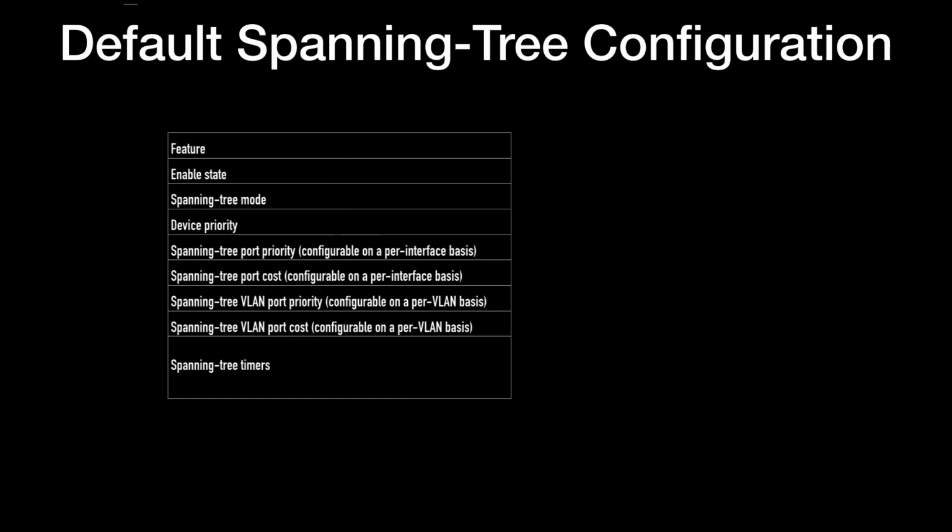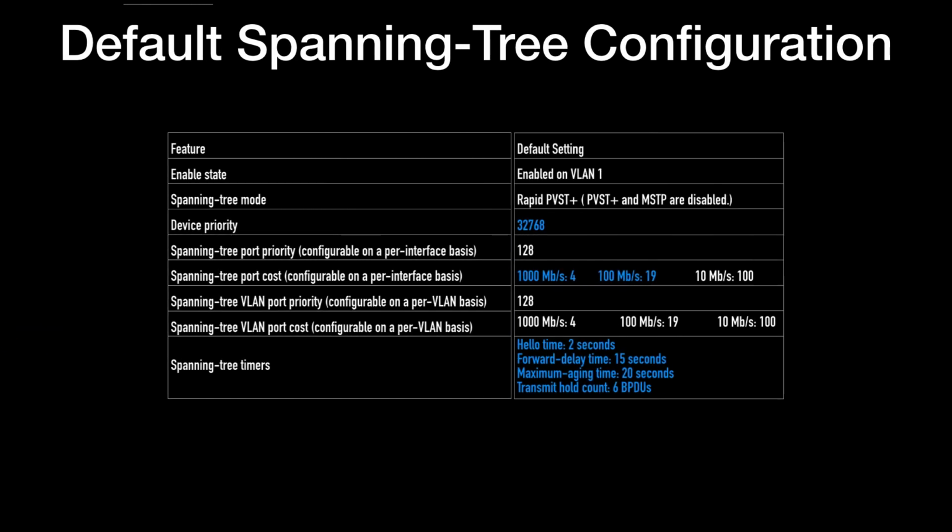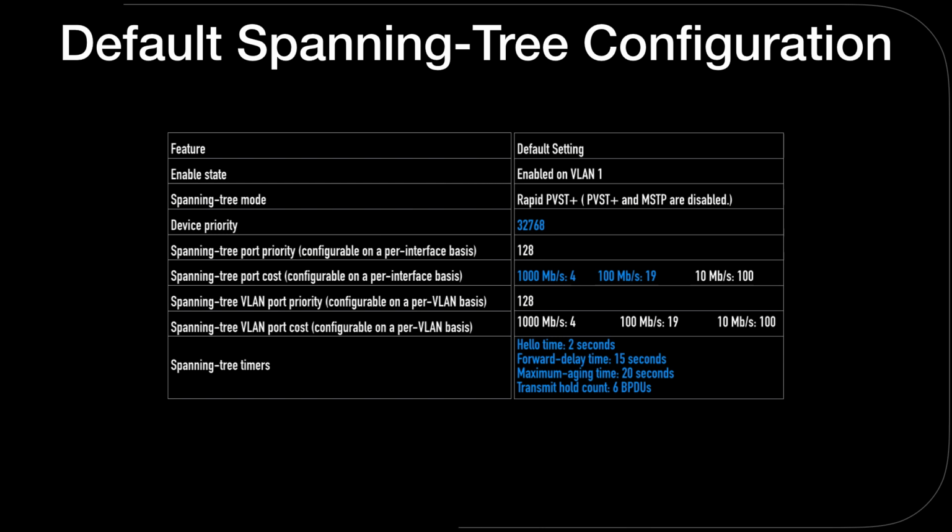Device priority is 32,768. Spanning Tree port priority is 128. Port cost for 1000 megabits per second is 4, and port cost for 100 megabits per second is 19. Spanning Tree timers: hello time equals 2 seconds, forward delay time equals 15 seconds, maximum aging time equals 20 seconds, transmit hold count equals 6 BPDUs.